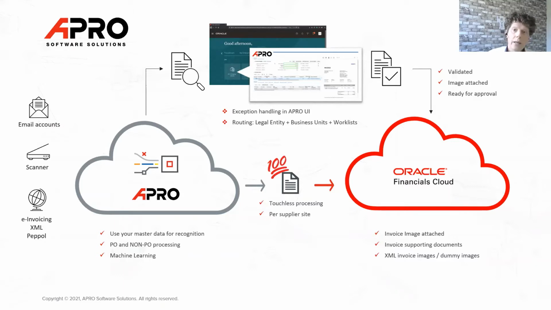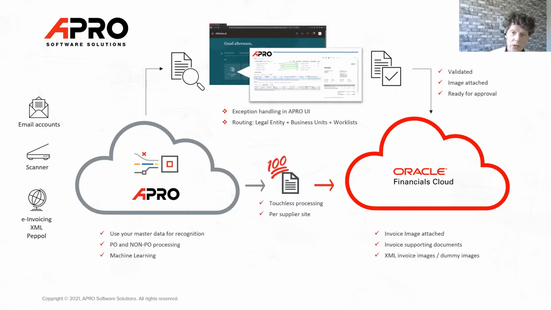And based on that, we can recognize your suppliers. So we have many elements to recognize your suppliers. So the better you create a new supplier in Oracle, so you create a new supplier, you add a supplier site to it, you add a bank account, a VAT number, you make that set up as good as possible, the better the recognition will be.